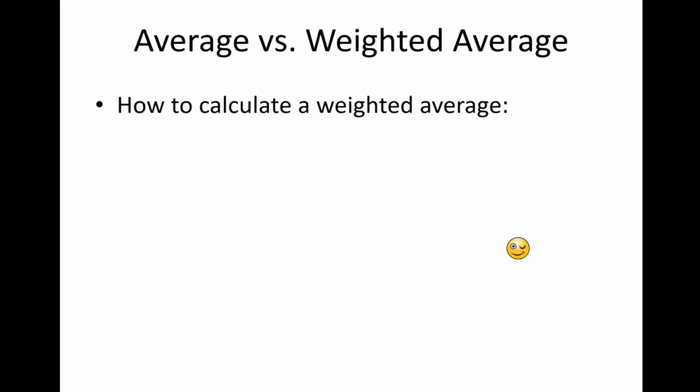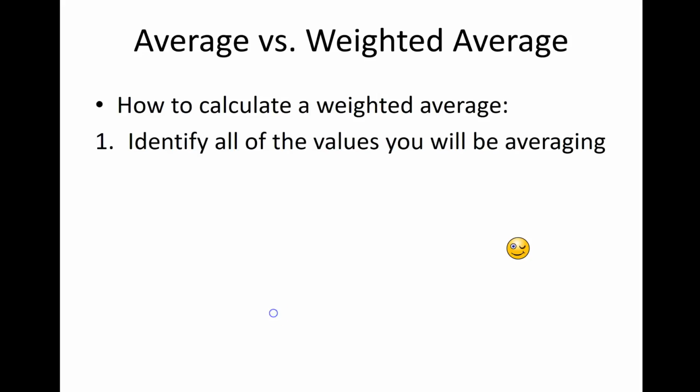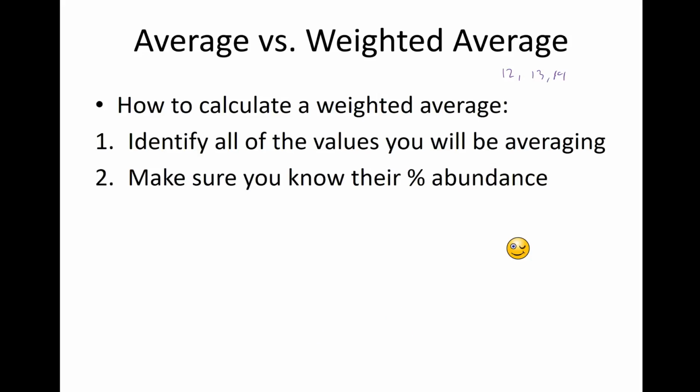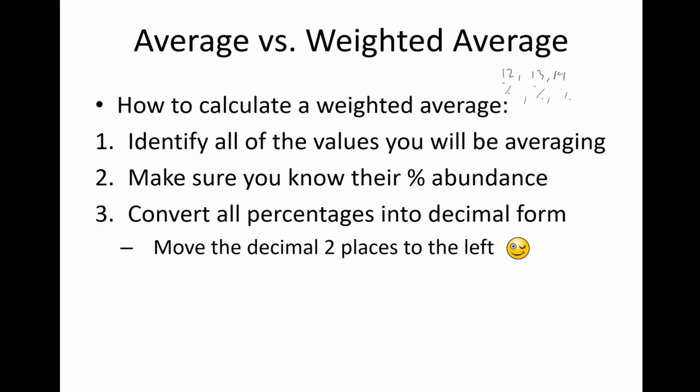All right. So here is the step-by-step for how to calculate a weighted average. Step 1, identify the values you'll be averaging. So in the case of carbon, that would be 12, 13, and 14. Okay. Step 2, make sure you know their percent abundance. So in this case, what percent is carbon-12, what percent is 13, and what percent makes up carbon-14? Step 3, we're going to convert the percentages into decimal form, all right? Which just means, so let's say we had 78%, that would be 0.78. So we just move the decimal 2 places to the left.